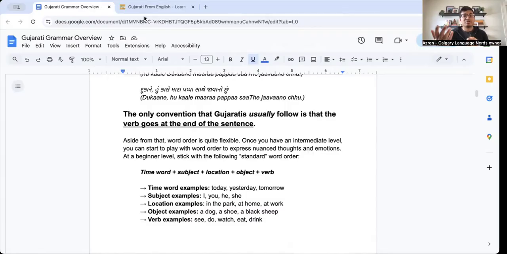A standard word order would look something like this: time word, subject, location, object, verb. Time word examples: yesterday, today, tomorrow. Subject examples: I, you, he, she, they, we, etc. Location could be at home, at work, in the park. An object could be a dog, a shoe, a black sheep. Verbs, we all know what verbs are: do, see, watch, eat, drink, jump. Right? So as a beginner, you can stick to this standard word order, but really words can pretty much go anywhere in a sentence, and the sentence is probably still correct.